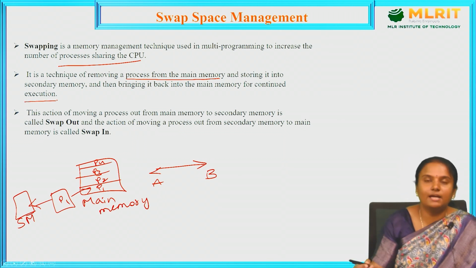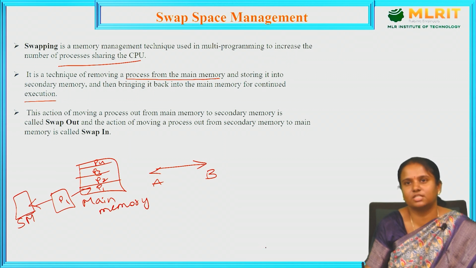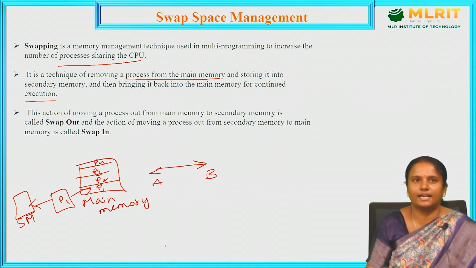If the process is not removed from the main memory, then it will continue its execution. If it is not swapped, meaning it stays in the P1 position, then it can continue its execution. When it is swapped, it cannot continue its execution. That is how we swap each process from main memory to secondary memory.